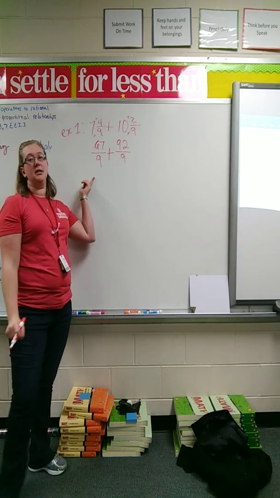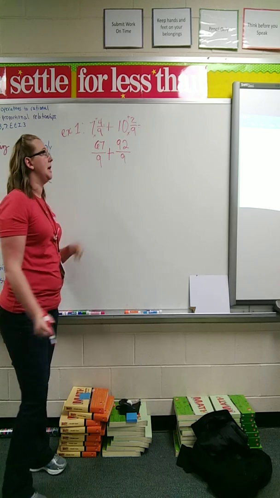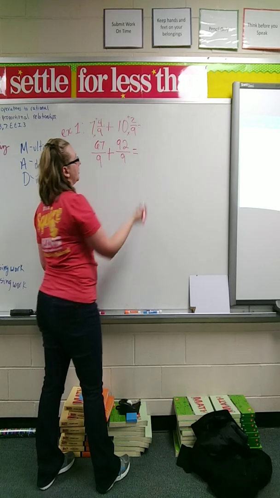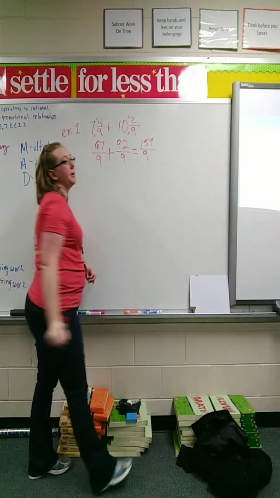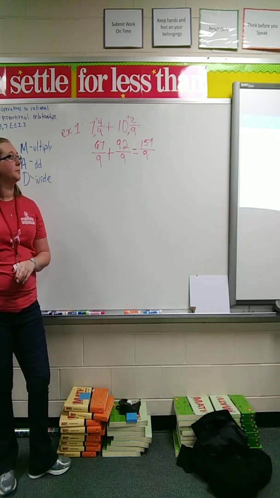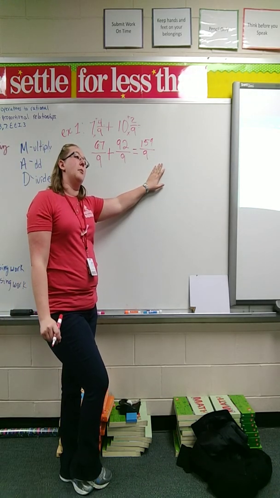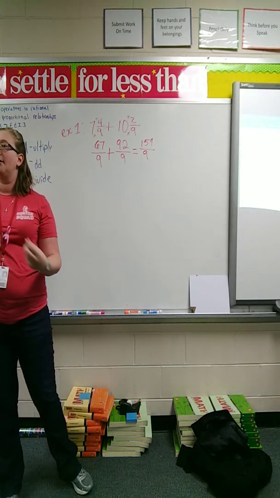I have a common denominator already, so what I'm going to do is add my numerators and keep my denominator. 67 plus 92 is 159, and our denominator of 9 stays the same. I don't want my answer in the form of an improper fraction. I need my answer as a mixed number. So I'm going to simplify.